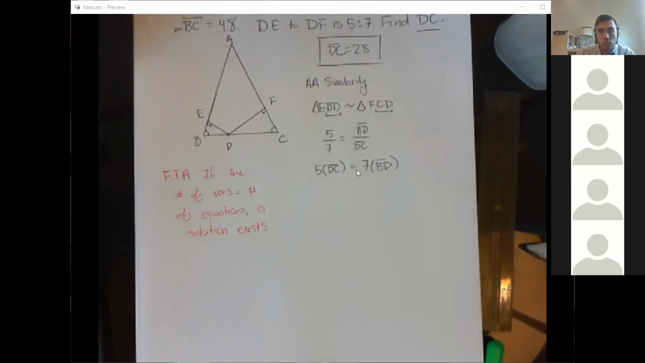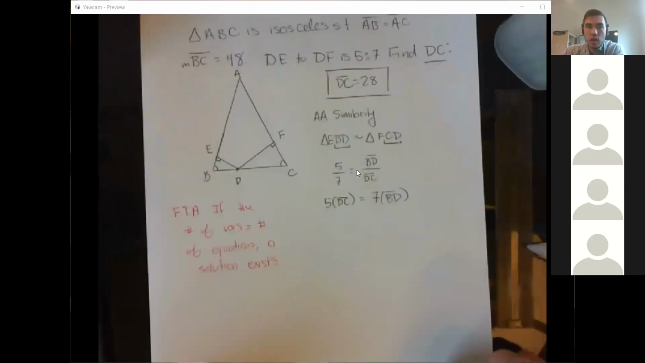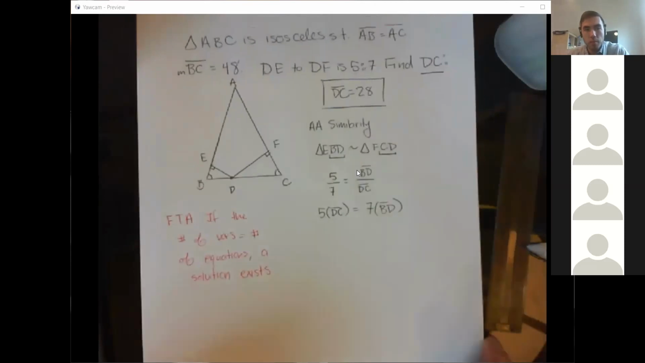A 7/12? No. Can you do like 5DC plus 7BD equals 48? It's definitely not multiples of those things that add up to 48, but that is the unused information.